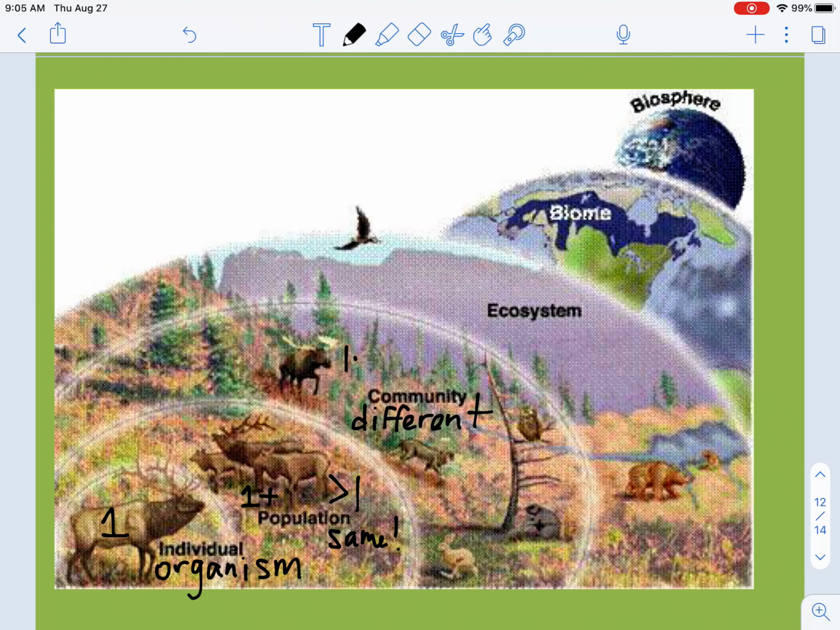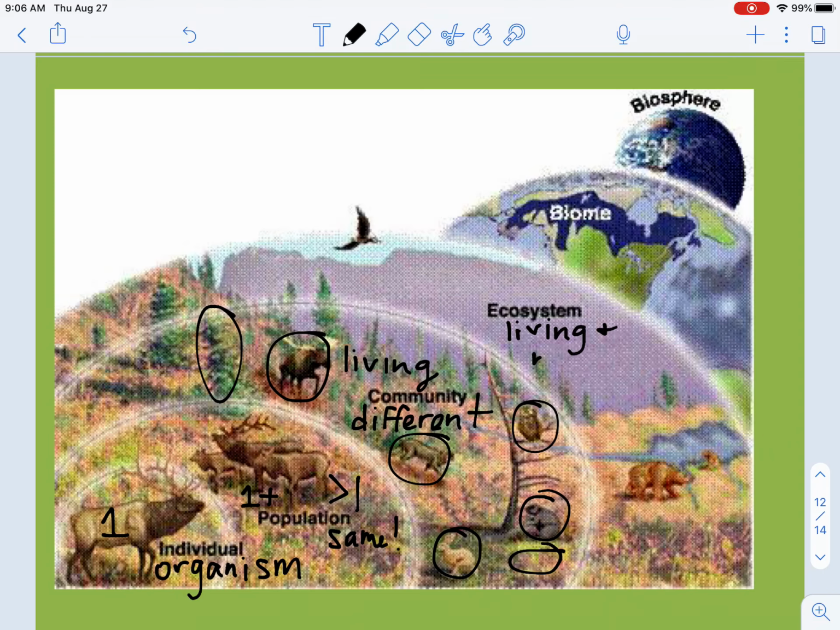But I'm going to write living. So what's in that community there? Well, it includes the moose and the tree and the rabbit. And it's kind of hard to see what those other animals are, but those other animals. Sorry, it's a little fuzzy. And the grass and the shrubs. Okay, now ecosystem is living and non-living. So let's include the water, let's include the mountain, let's include the air, let's include the rocks.